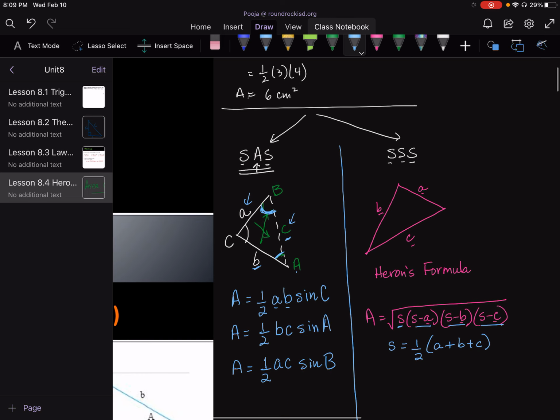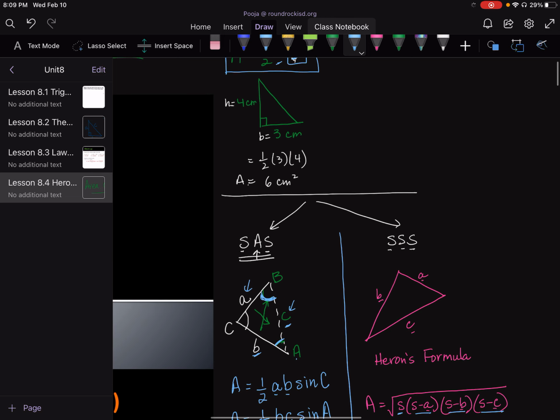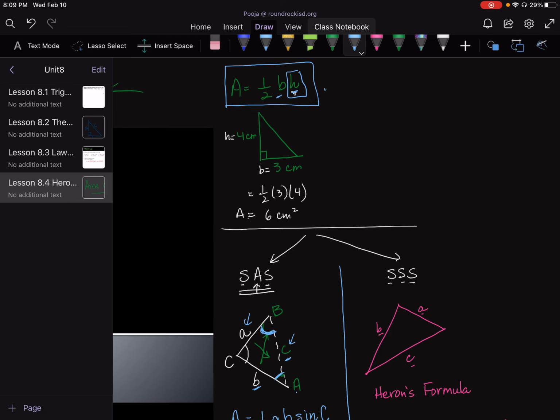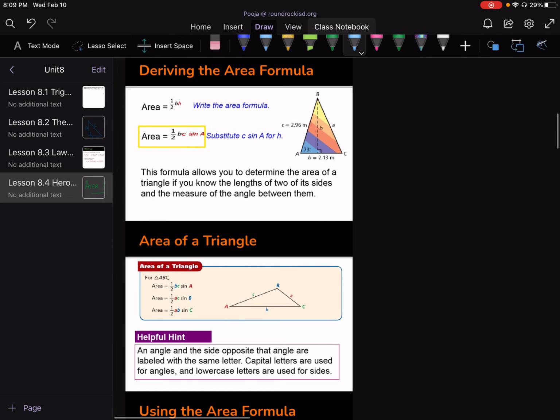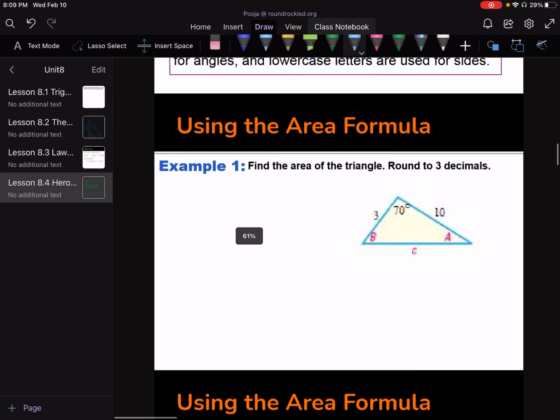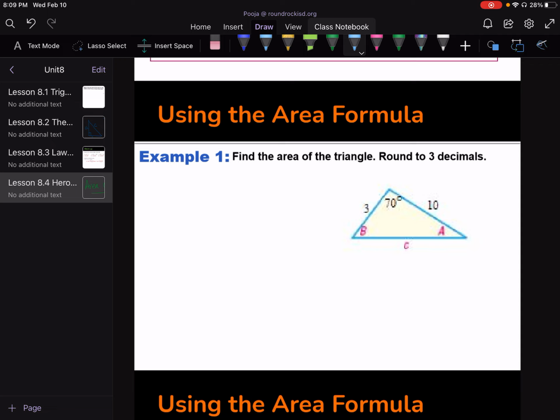And these three formulas here in blue are basically an interpretation of this original formula using trigonometry. Well, let's look at an example. Find the area of this triangle, rounded to 3 decimals. Now, again, we have three choices. Do I use the first formula, half base times height, or do I use one of the three trig formulas, or do I use Heron's formula?